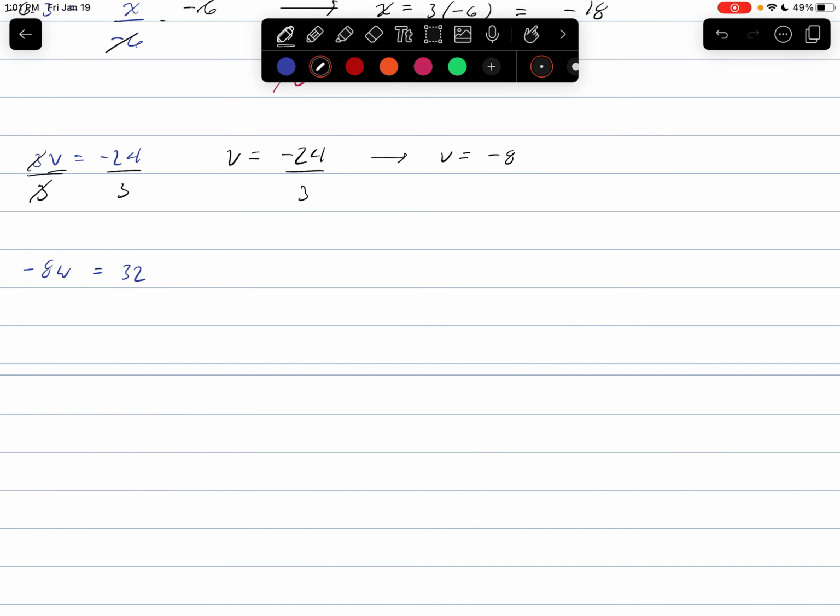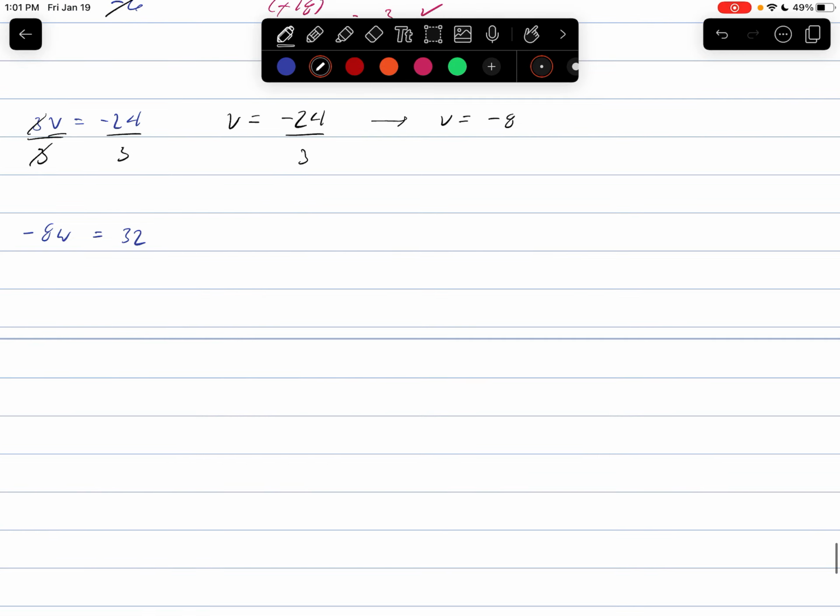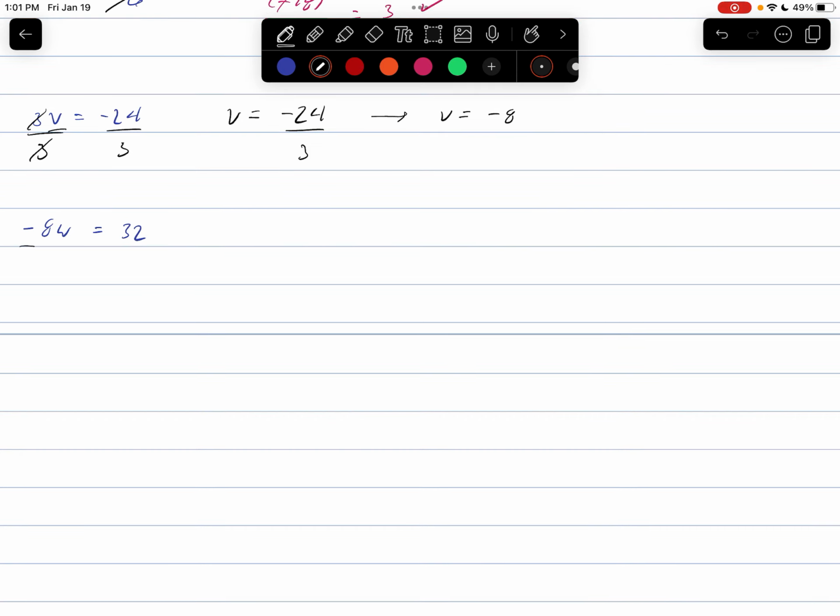Here we have negative 8w is equal to 32. So we can divide both sides by negative 8 to get rid of this negative 8. But we have to do the right-hand side as well. So we end up with w is equal to 32 divided by negative 8. 32 divided by negative 8 is just negative 4, so we get w is equal to negative 4.